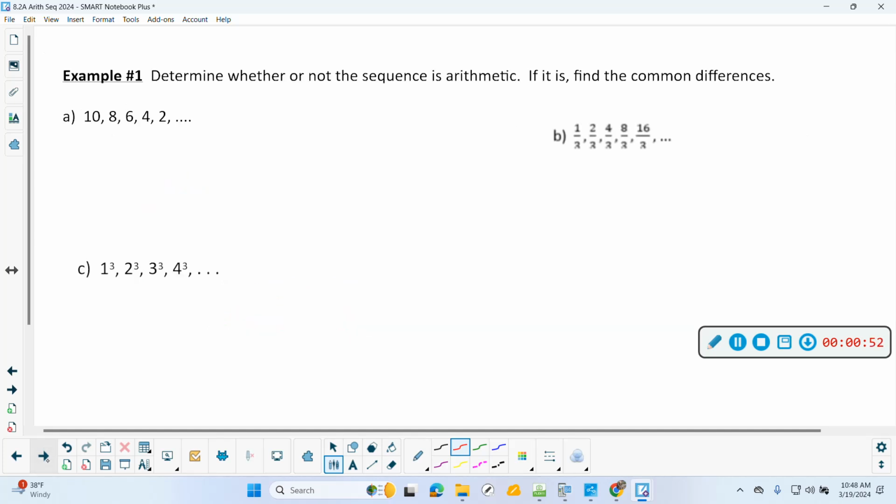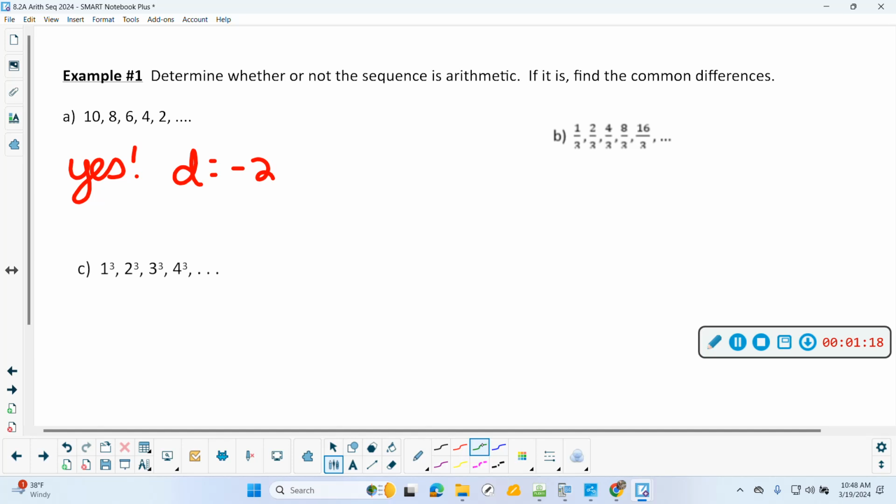So take a look at this. Decide whether or not it's arithmetic. Of course, if it is, what's the common difference? So the question you're asking, are you adding or subtracting the same amount every single time between the terms? What's your answer to A? Yes, it is arithmetic. How much are you adding or subtracting? We're subtracting 2, or they're going down by 2. So I'm going to say my common difference is -2. This is as exciting as it gets today, my friends.